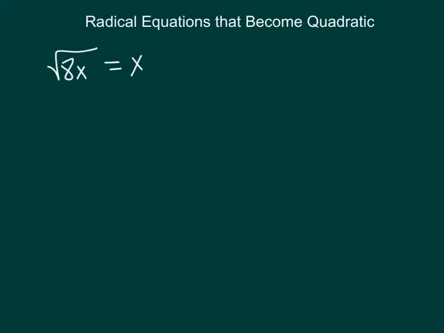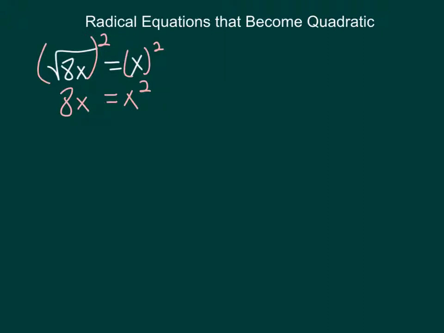So with radical equations, our first goal is to get the radical by itself. Once we do that, we do the inverse operation and square both sides. So we get 8x equals x squared. Now that we've done that, we've actually created a quadratic equation.